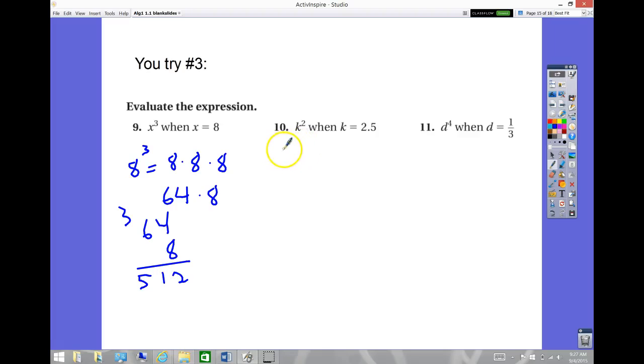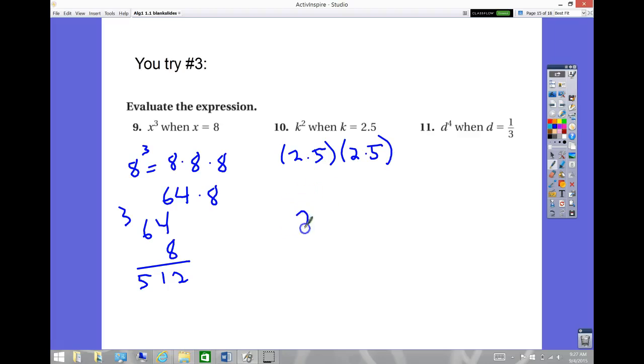K squared when k equals 2.5. So that'll be 2.5 times 2.5. Right? If you got that far, you got the most of that problem. You got the most of the understanding that we're really going after here. So show your work, get partial credit.